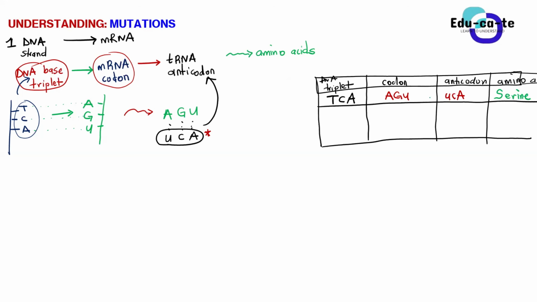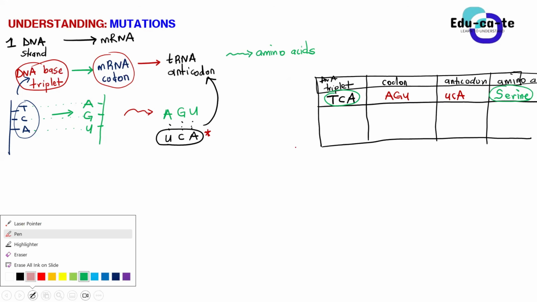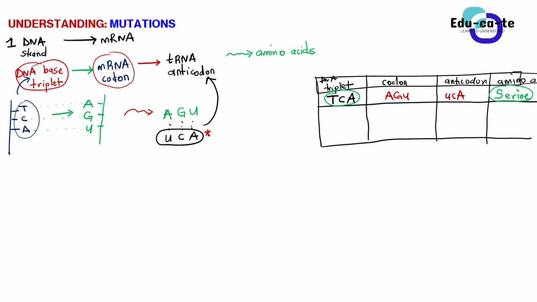Okay, so they're actually telling you that the DNA-based triplet TCA, at the end of the day, has to bring the amino acid known as serine. Or you can interpret it in this way: the codon AGU is supposed to bring the amino acid serine. The anticodon UCA, all of these codes, they just want to bring the amino acid, which is serine in this case.